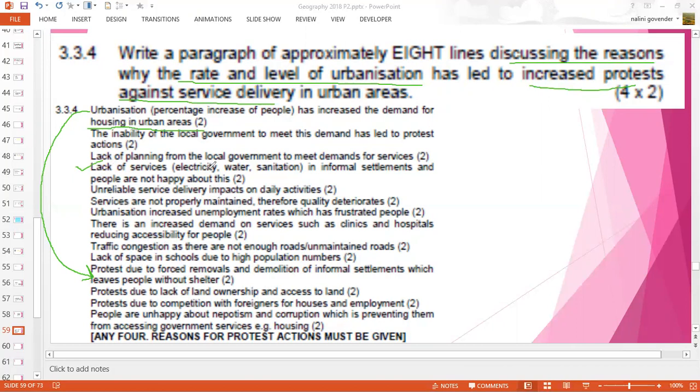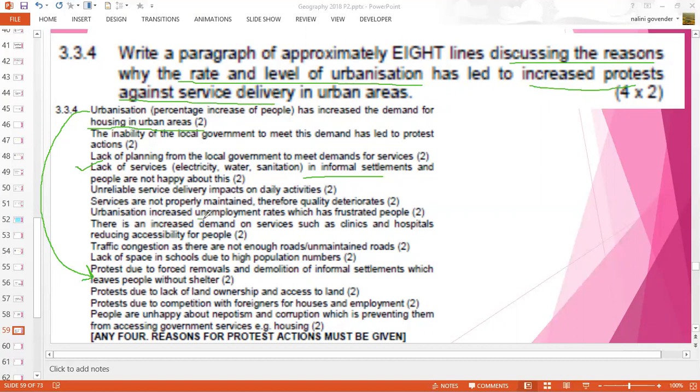Electricity. We spoke about the illegal connections that people are involved in. Lack of water, lack of sanitation, people living in informal settlements. And people are unhappy about this, and protest action will now take place. Right? Services not properly maintained, and therefore lifestyle begins to deteriorate. That too can come in there.